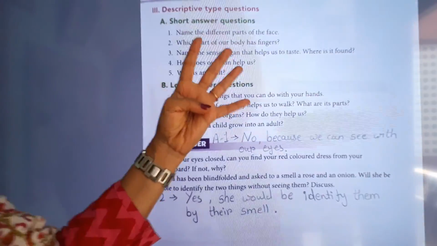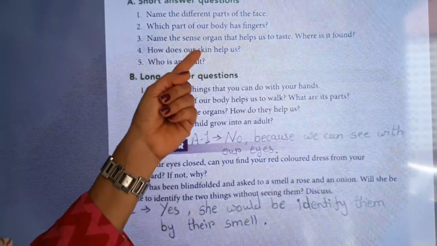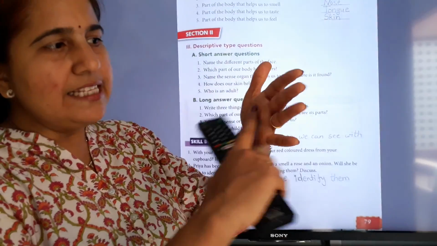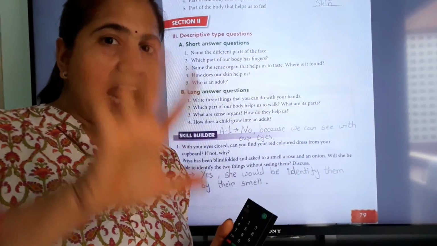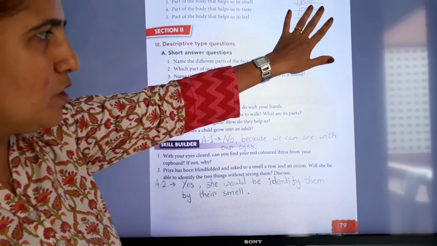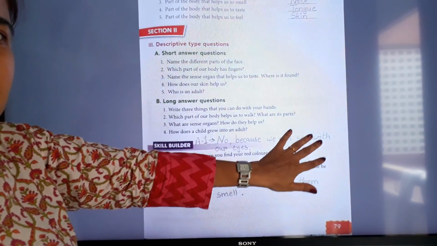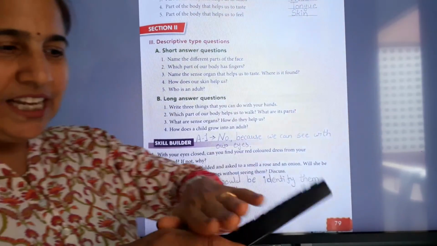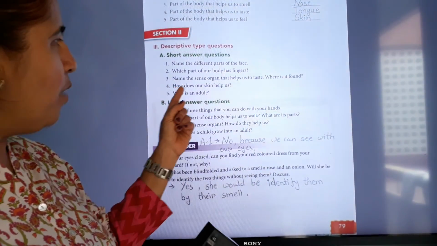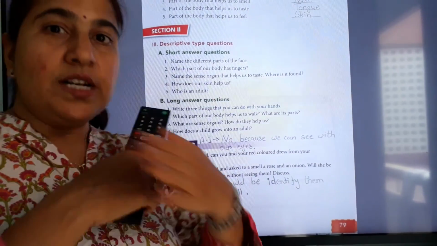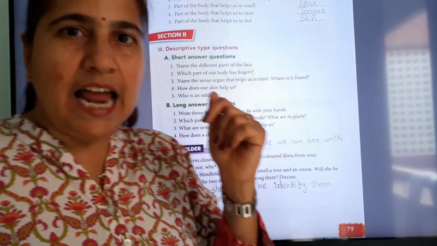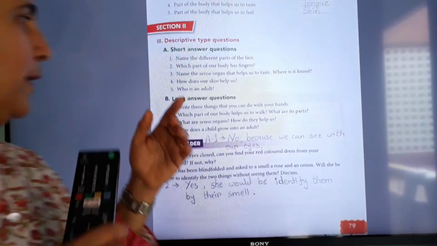Now next, question number 4: how does our skin help us? Show me your skin. Yes, this is our skin, and our skin helps us to touch and feel that something is smooth or rough. So our skin helps us to touch and feel.